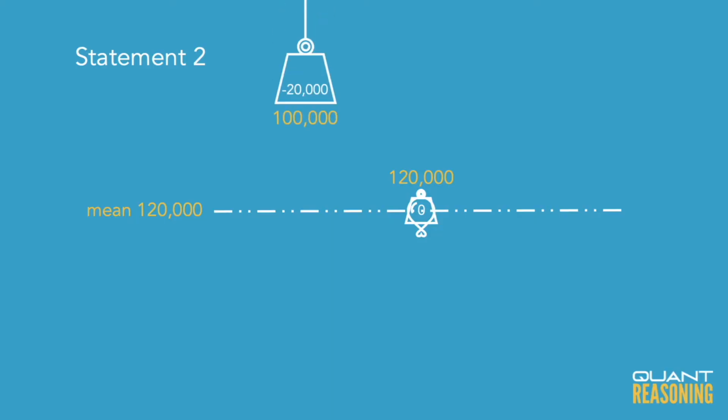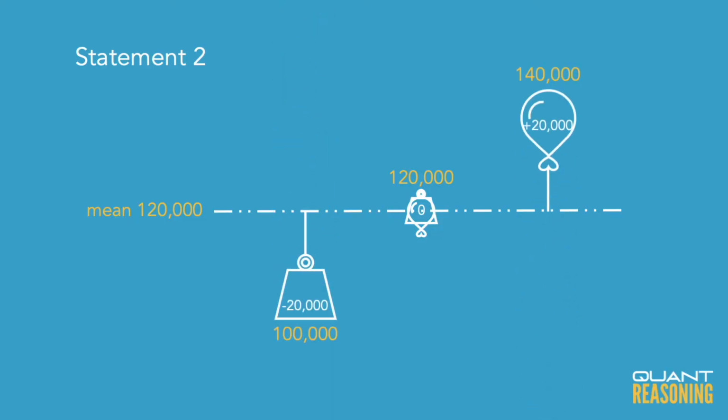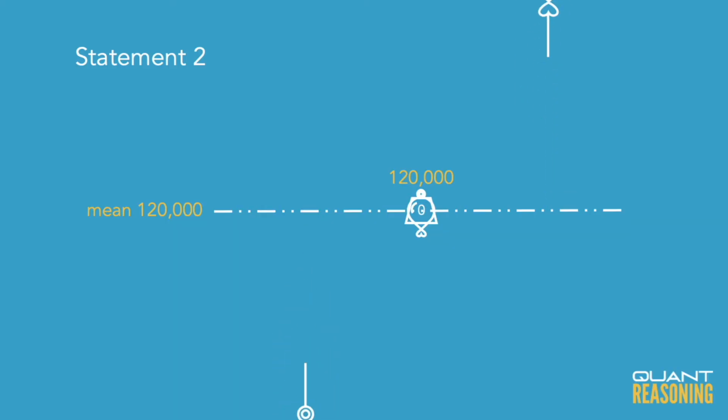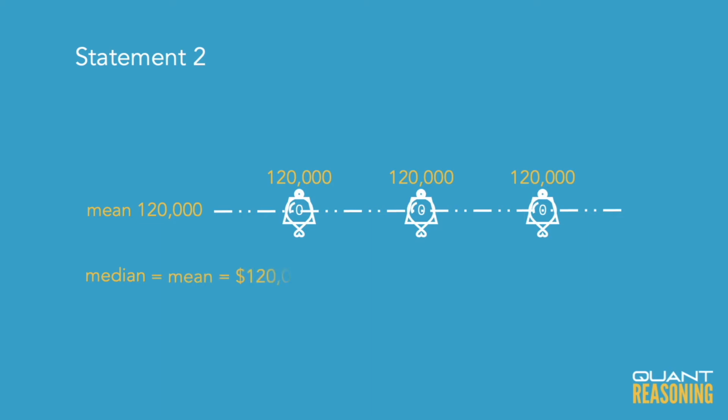So if 120 is one of the data points, then the other two data points would have to be equidistant from 120. So they could be 60 and 180, or they could be 100 and 140, or they could be 110 and 130, or they could be 120 and 120. But in all of those scenarios, the middle of the three data points is always going to be 120, and that means that the median is 120.